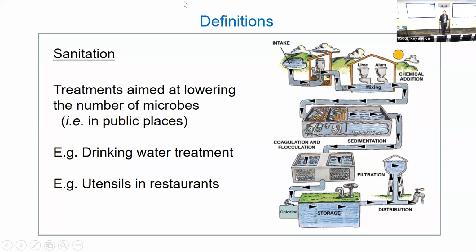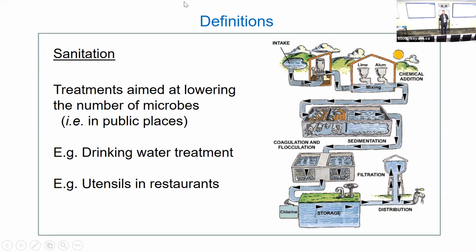Couple other definitions for you. Sanitation kind of falls into that same category of some stuff we're trying to do to kill microbes. Sanitation usually means kind of public health stuff. So think about water treatment. At the water treatment plant, they're adding chlorine, they're adding potassium permanganate, they're filtering particles out, and the whole idea is to reduce the number of microbes so that there's a very, very tiny amount. They're not going to get rid of all of them.